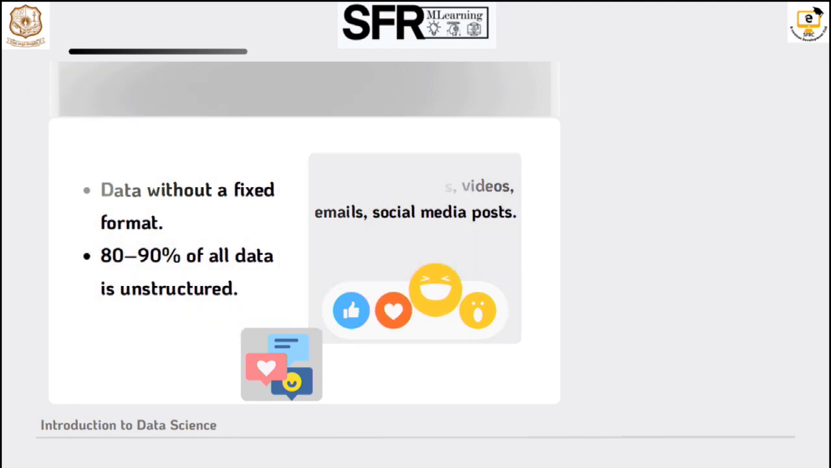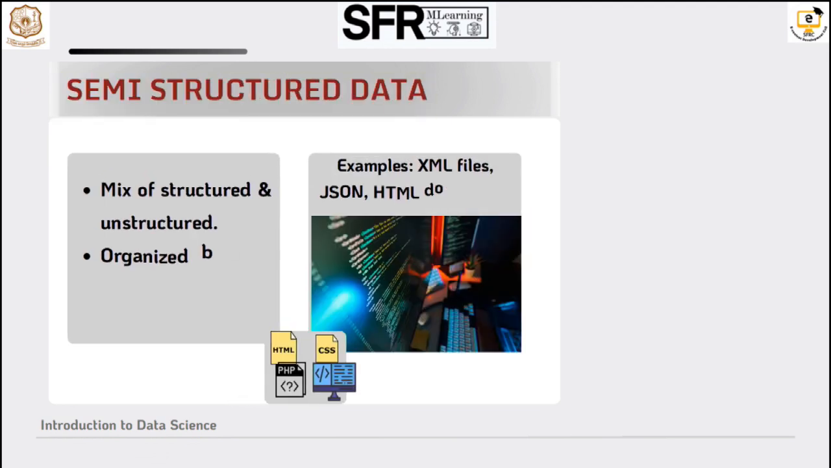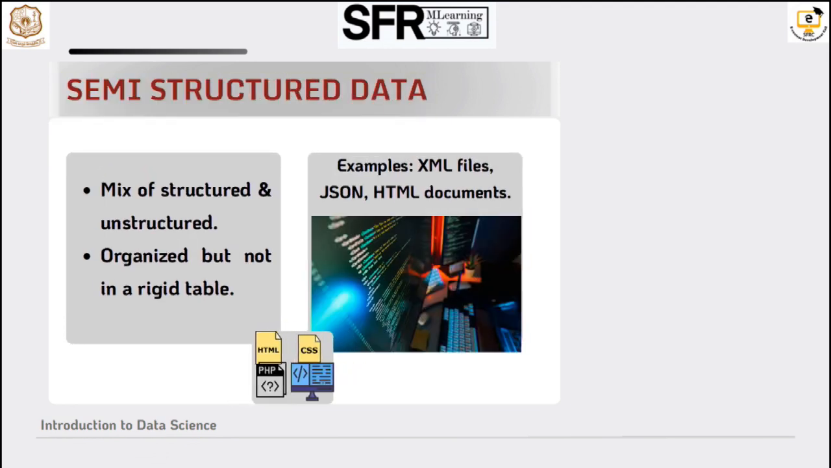The next type is the semi-structured data. It is a mixing of both structured and unstructured data. It is also in an organized way but not in a rigid table. It's organized, okay, but it's not directly readable by humans. It's useful for coding purposes. Examples are XML file data, JSON file data and also HTML documents. These come under semi-structured data.